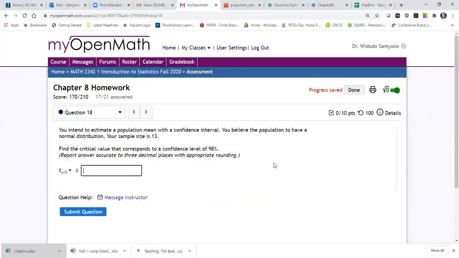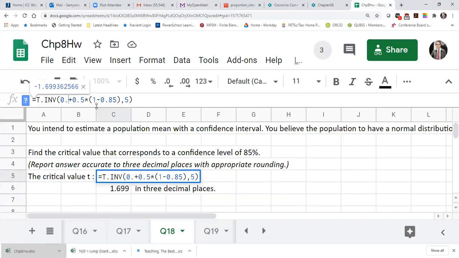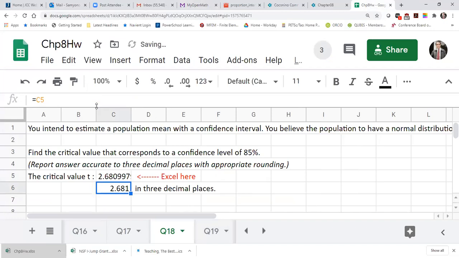The confidence level is 98%. 98%, so this one will be 98, right? And this is 98. And degree of freedom is 12 because you have the sample size 13, so degree of freedom is 12, right? Okay. So the answer is 2.68.